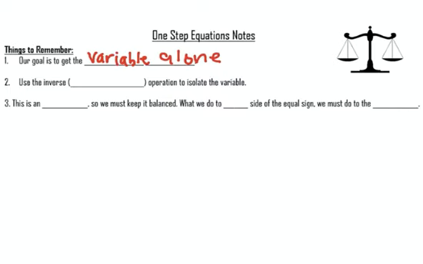So in order to do that, we have to use the inverse operation. Inverse meaning opposite. When we talk about the inverse property of addition, we know that a positive 4 plus a negative 4, those are inverses or opposites, gets me 0. Kind of same thing we're going to be doing with one-step equations, looking at the inverse operation in order to cancel it out.